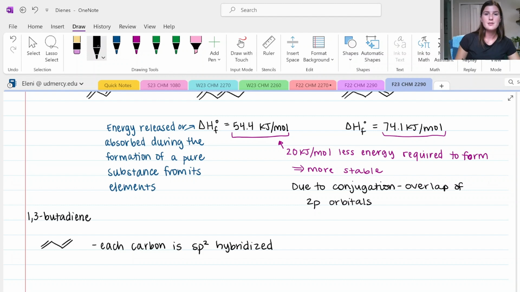Each carbon is sp2 hybridized. When we have an sp2 carbon, its bonds are in a plane. So all 3 bonds can be in a plane like this. You can view it in different ways, but it will say that all 4 carbons in 1,3-butadiene are in a plane, or all in the same plane. If you have a molecular model kit, you can draw that out. You can look at models online to see that this is a planar molecule.